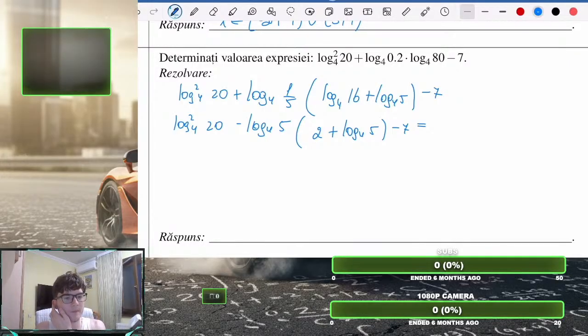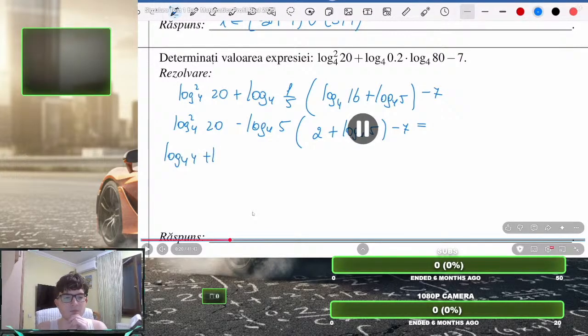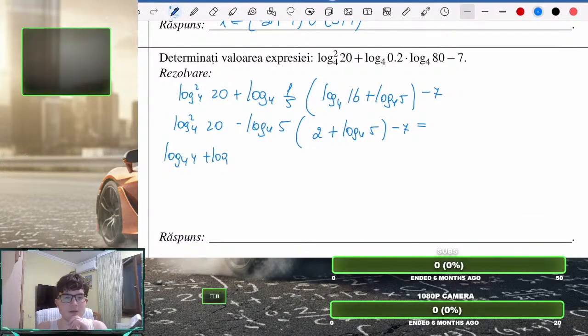So now LOG for 220 once again, which is LOG for 4. What is it actually? Is that actually LOG for 4? I'm gonna have to investigate this. LOG for 5 minus LOG for 5 times 2. That is just minus 2 LOG for 5. And minus LOG for 5 times LOG for 5.